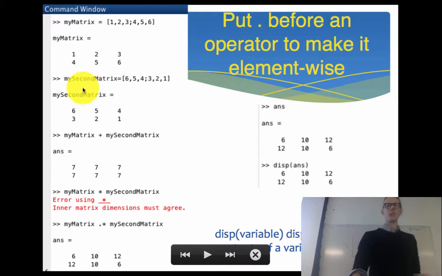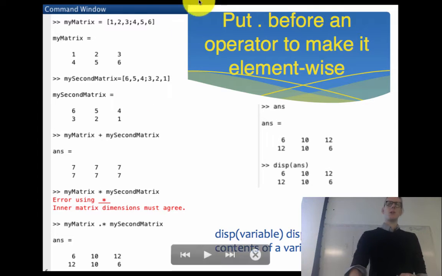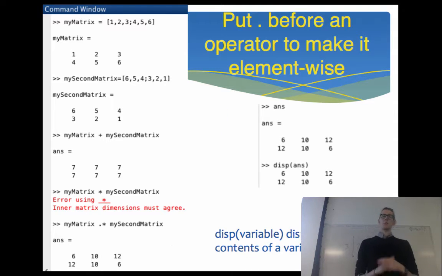My second matrix equals 6, 5, 4, new row, 3, 2, 1. Check the values of my second matrix. Notice I didn't put semicolons on the end of these lines, which is why I'm seeing the results printed on the screen. I can do my matrix plus my second matrix, and it's going to add all the elements one by one. Addition is by default element-wise. But if I try and do my matrix multiplied by my second matrix, it's going to complain.